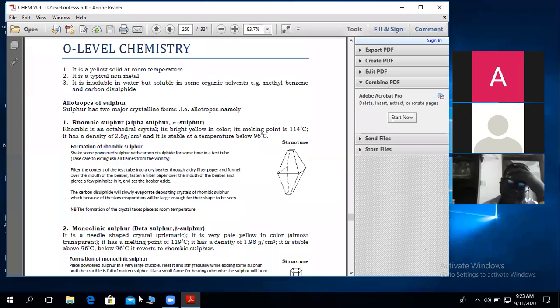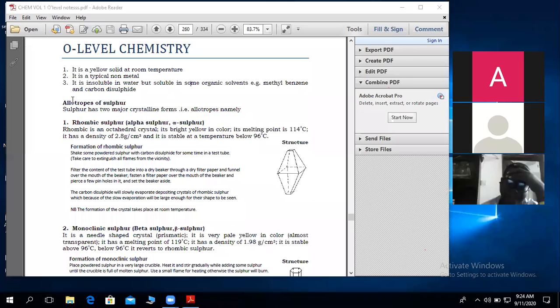What is allotrope? Allotrope, you remember, is the existence of an element in more than one form, but without change in physical state. Like carbon, I think you remember, and sometimes we ask you, apart from carbon, which other element exhibits allotrope? Which other element is allotropic? My friends, from today, the answer is sulfur. Sulfur is an allotropic element.